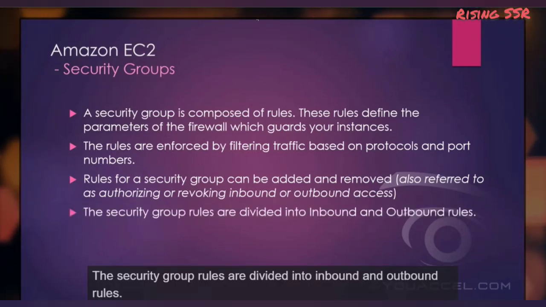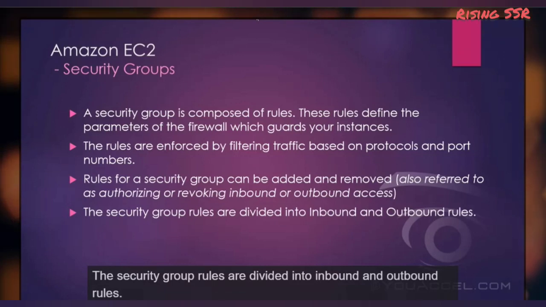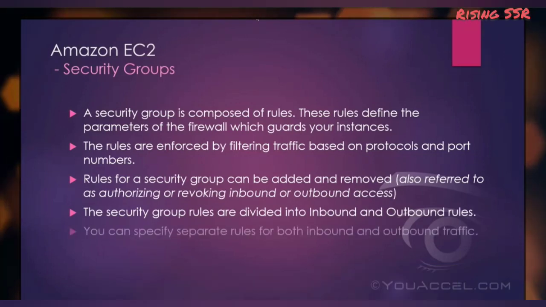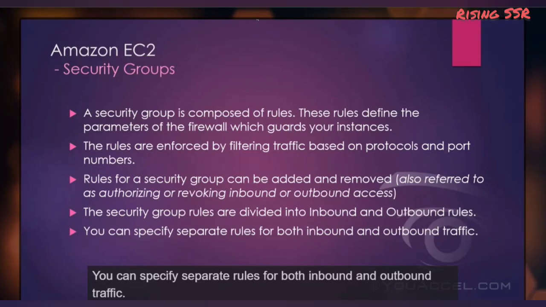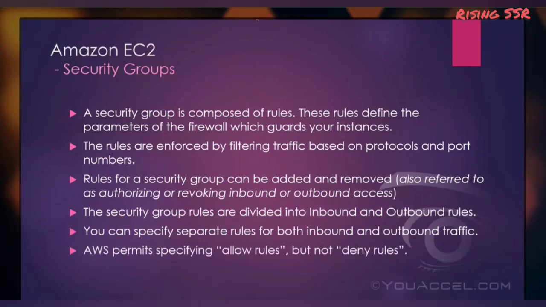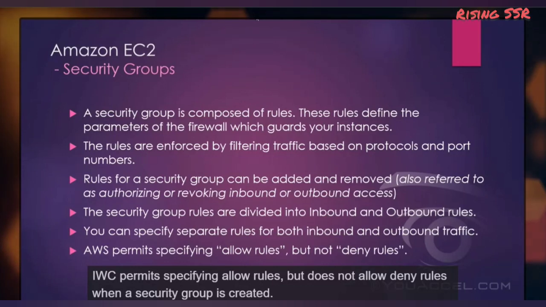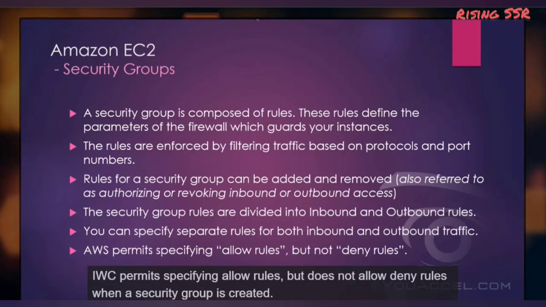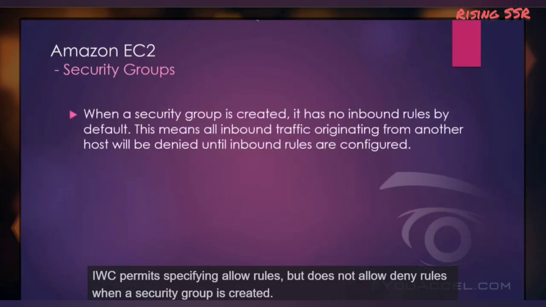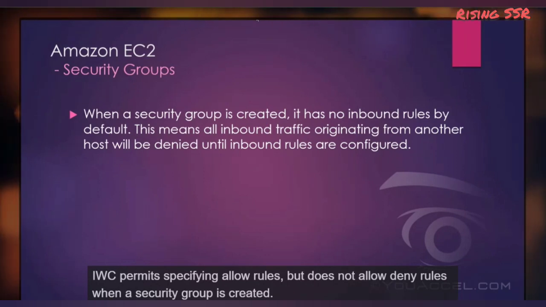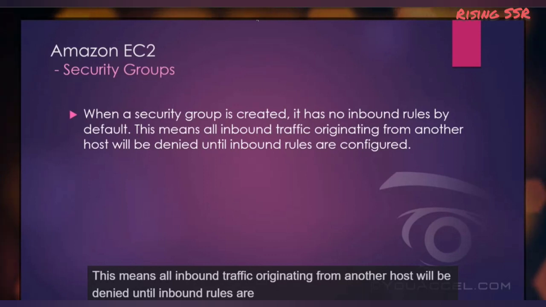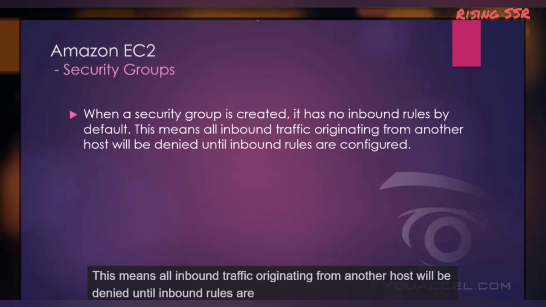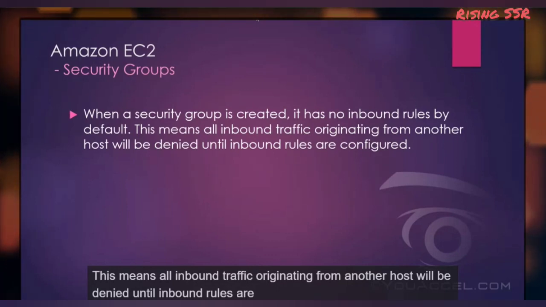The security group rules are divided into inbound and outbound rules. You can specify separate rules for both inbound and outbound traffic. AWS permits specifying allow rules, but does not allow deny rules. When a security group is created, it has no inbound rules by default. This means all inbound traffic originating from another host will be denied until inbound rules are configured.